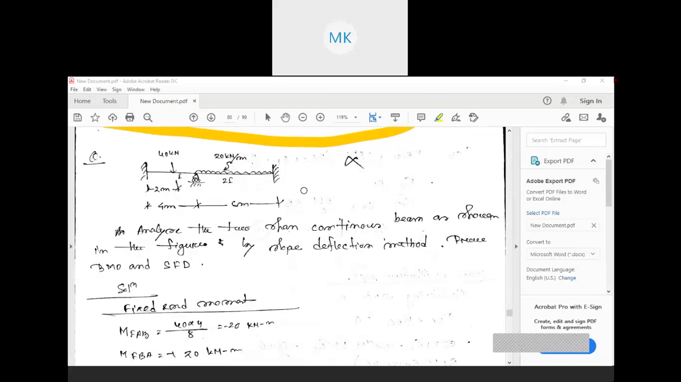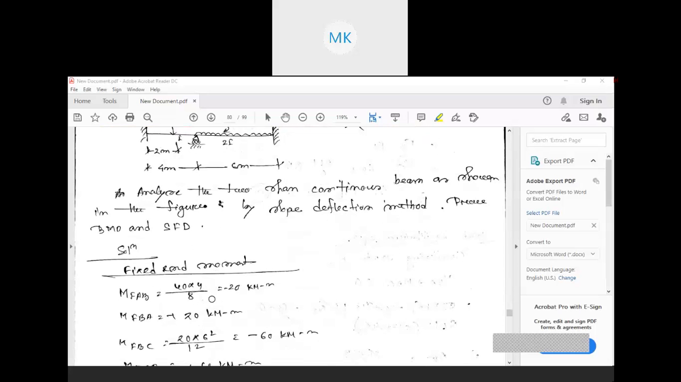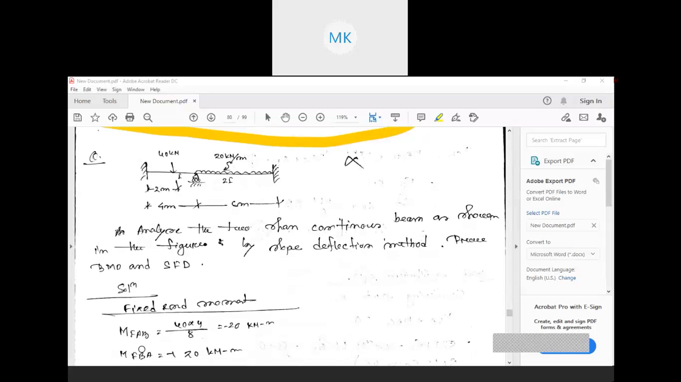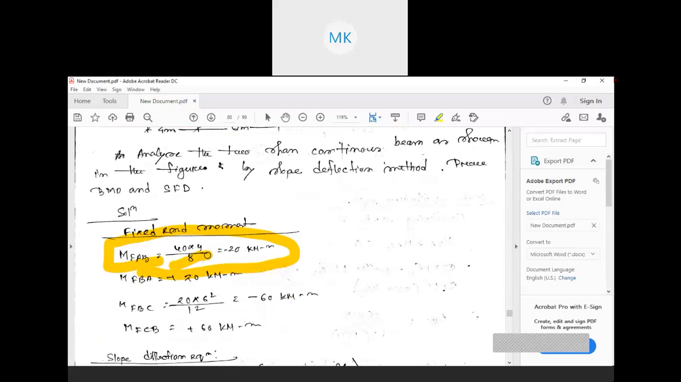There is an example given, as you can see here. A beam is given, with two spans. By using the slope deflection method, we need to find all the values, and finally we need to draw the BMD and SFD. For that, first we need to find the fixed end moment for the span AB. A point load is given at the middle of the beam, so WL by 8 you can directly write.